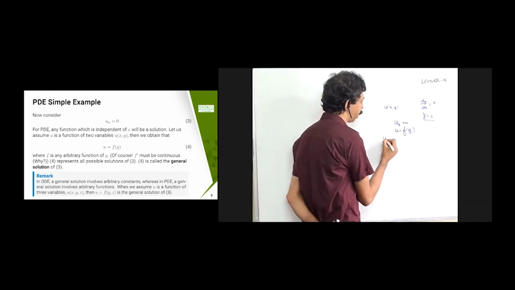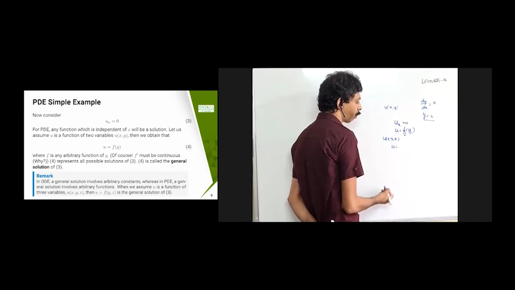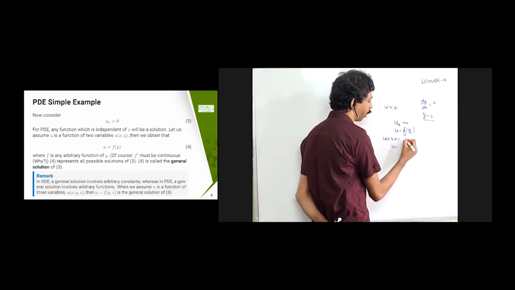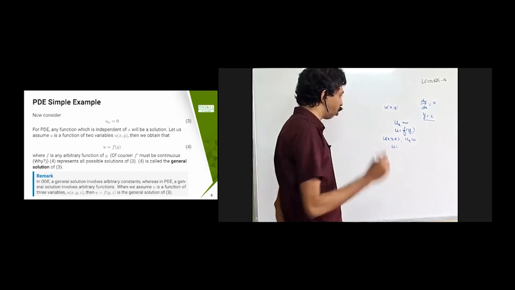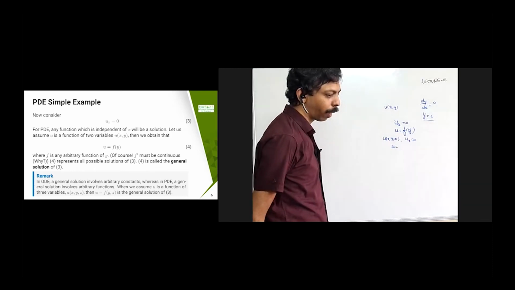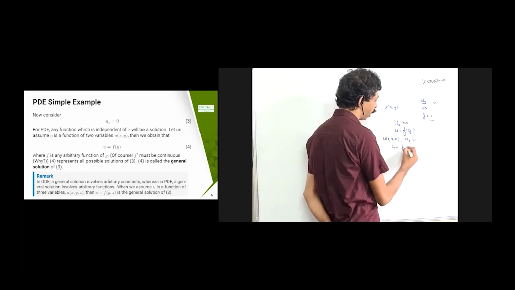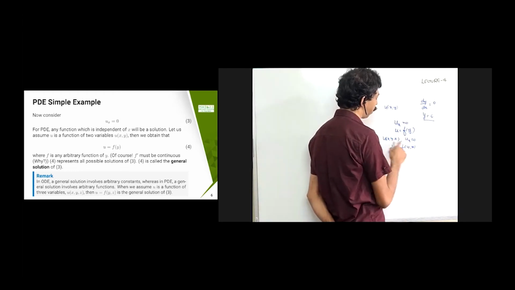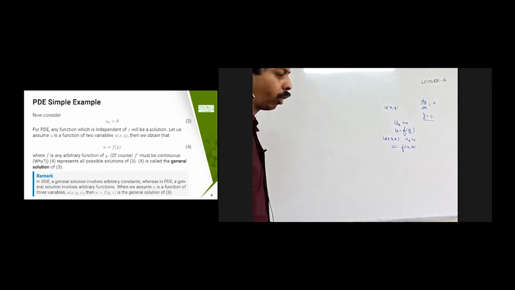Suppose I have u is a function of x comma y comma z. Then what is u going to become? Suppose this is given: ux equal to 0. U is a function of x comma y comma z, and it is given that ux equal to 0. What is u going to become? F of y comma z. So that means we are going to have whatever is independent of those variables. So u equal to f of y comma z.